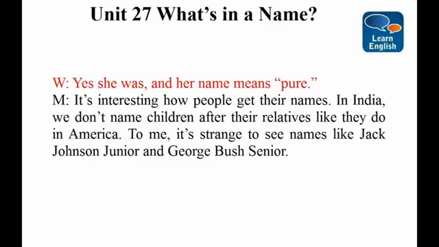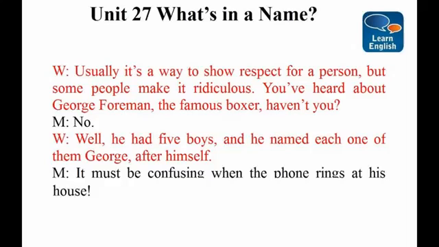To me, it's strange to see names like Jack Johnson Jr. and George Bush Sr. Usually, it's a way to show respect for a person, but some people make it ridiculous. You've heard about George Foreman, the famous boxer, haven't you? No. Well, he had 5 boys, and he named each one of them George, after himself. It must be confusing when the phone rings at his house.